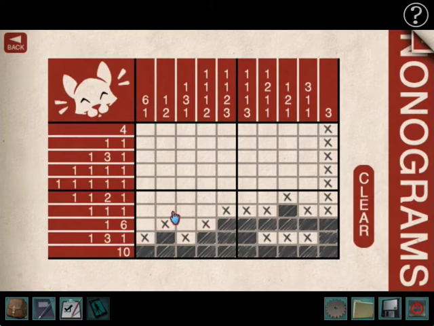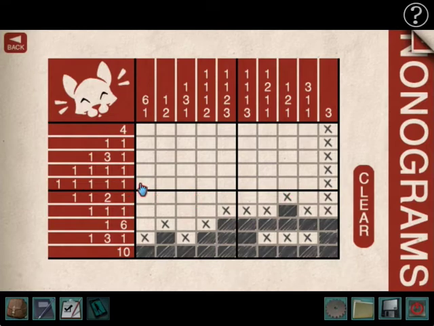So at this point, the other 2 1s in this column can go either here or here, or here or here. And the 1 in this column can go either here or here, so we don't really know where. That's kind of a bit of a bummer. Let's see what else we can figure out.